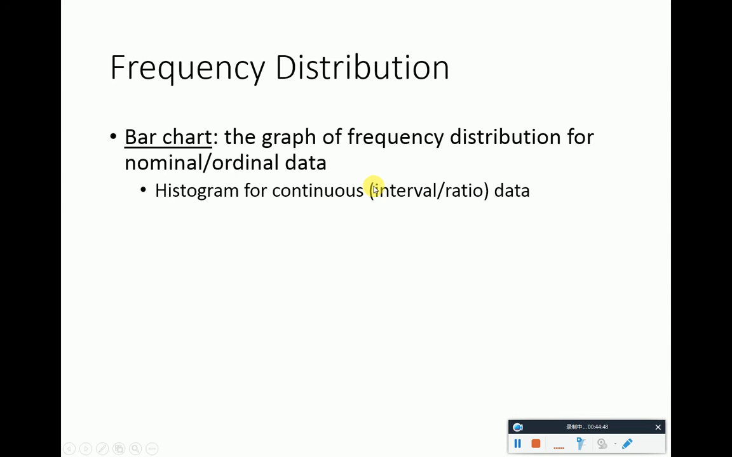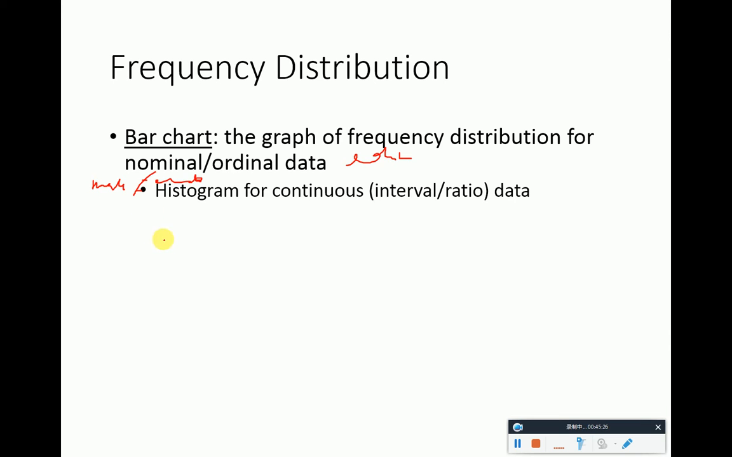But a histogram is usually not used to plot nominal or ordinal data. Nominal data will be categorical variables. An ordinal variable is also a categorical variable, but the categories of ordinal data are ranked, right? So an example of nominal data will be male, female, and ordinal data could be education level.